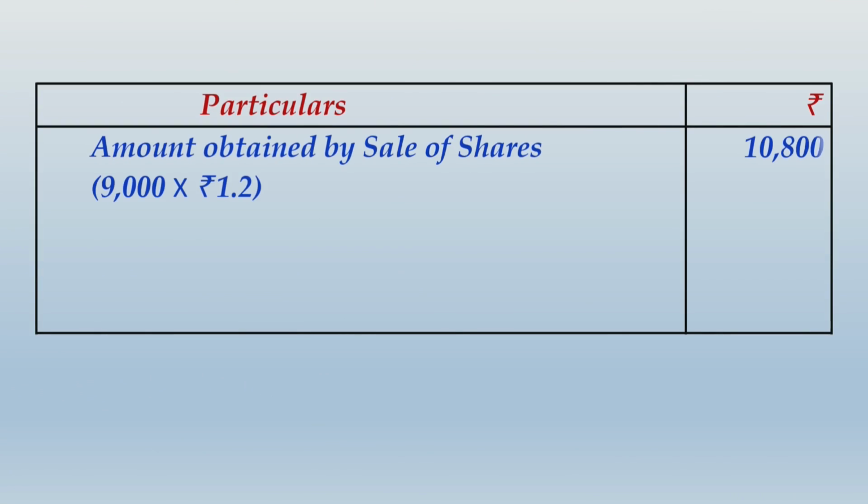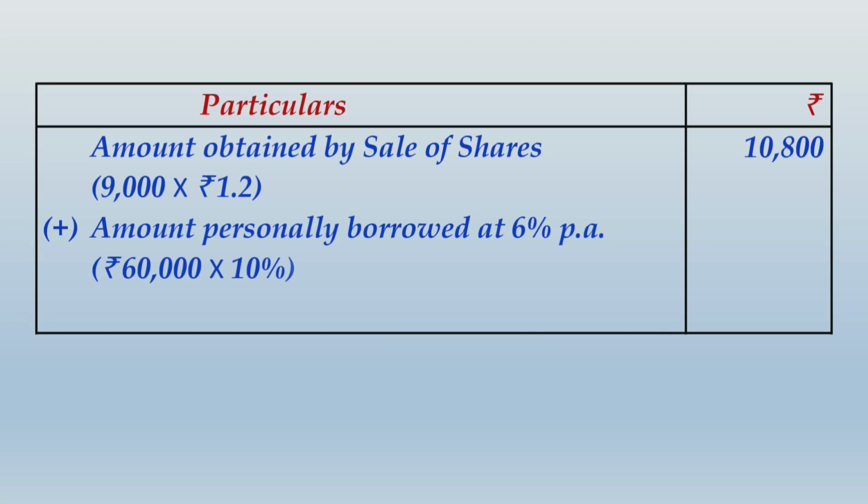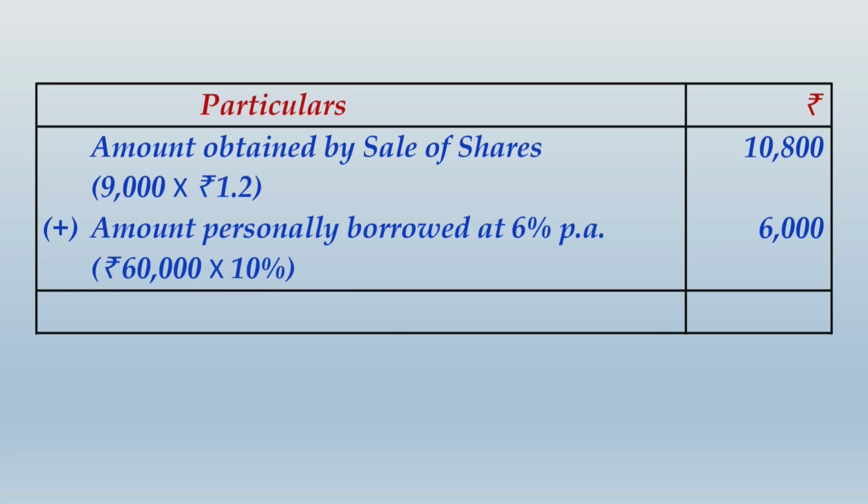And here what we do is we make up a calculation of inflows. So amount obtained by sale of shares will be 9,000 shares into the market price per share, that will be rupees 10,800, and to this you add the amount personally borrowed at 6% per annum, that will be 10% of 60,000, and that will be 6,000. Total proceeds will be 16,800. So please write up this working and then I take you ahead.